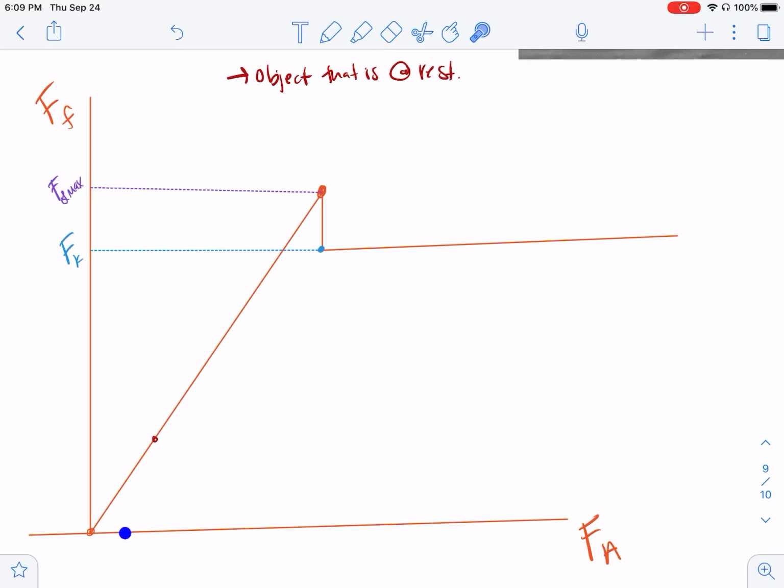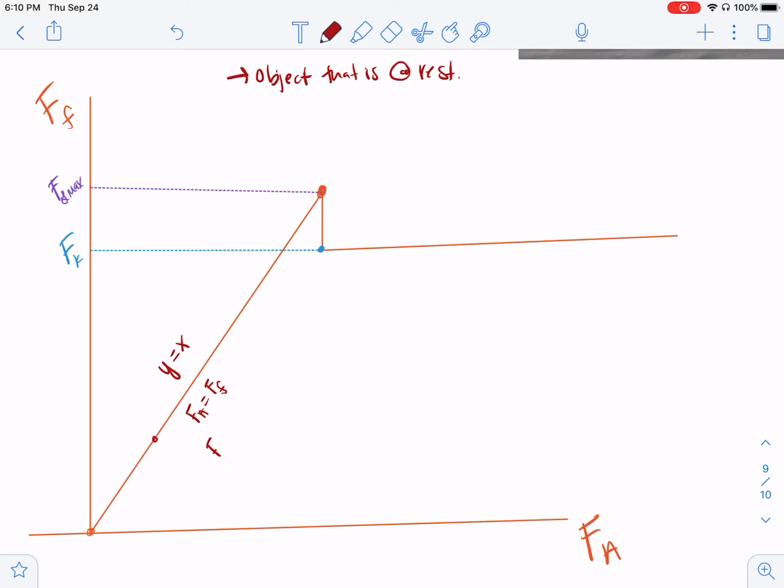As soon as we start to apply some force, you can see that we actually start to get some force of friction. Now, for this entire diagonal part, this is actually the line y equals x, which means that your force applied is equal to your force of friction. So until you hit this point here, until you hit your force of static max, your force applied is your force of friction.